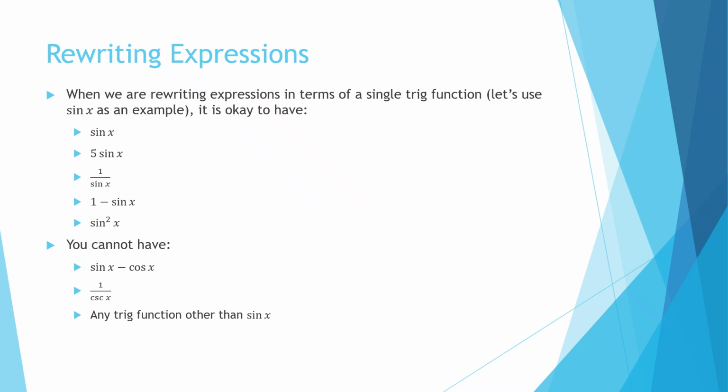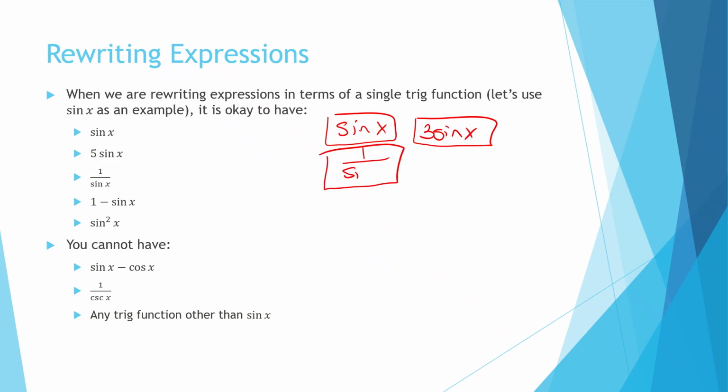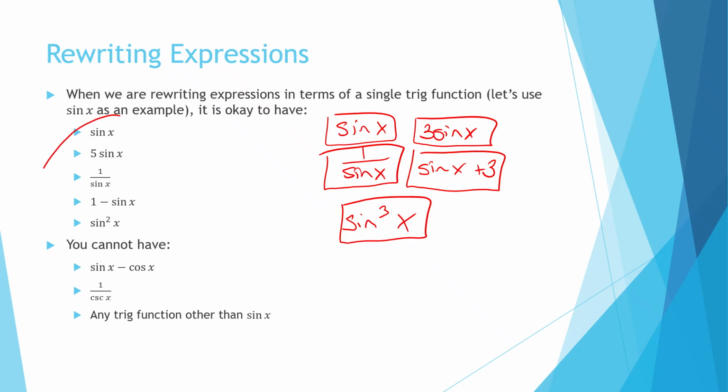Let's use sine of x as an example here. These are things that it's okay to have as your final answer. You could just have sine of x by itself. You could have a number multiplied, so maybe 3 sine x, that would be okay. You could have 1 over that number, like 1 over sine of x. You could also have a number added or subtracted, so maybe sine of x plus 3, that would also be okay. And you can have sine of x to a power, maybe sine cubed x as your final answer. All of these are okay to have as your final answer.